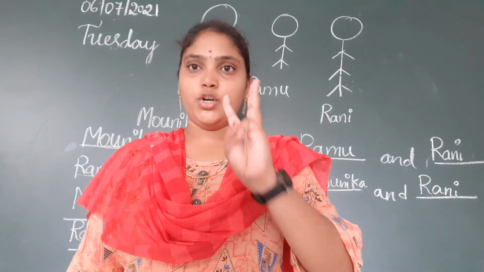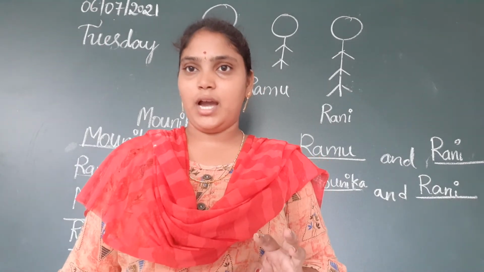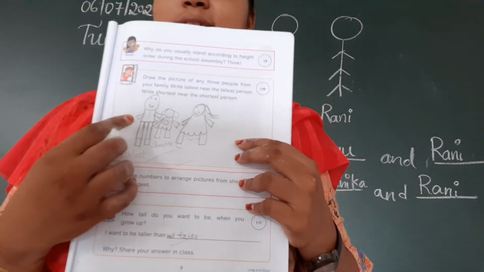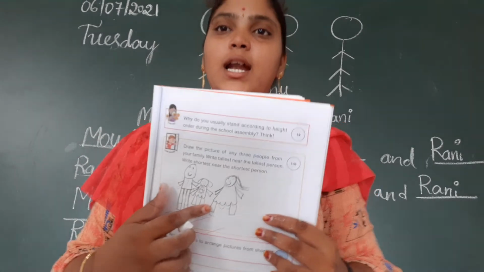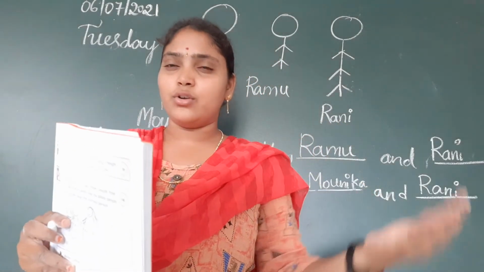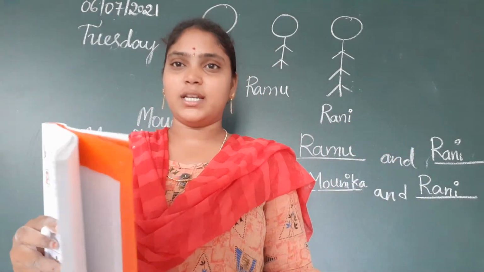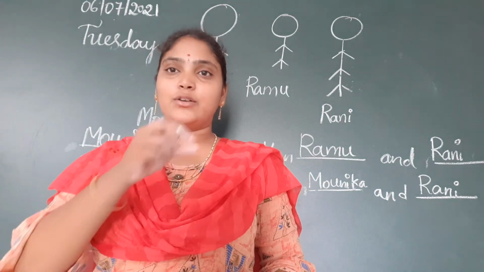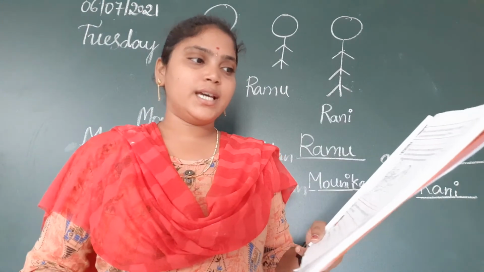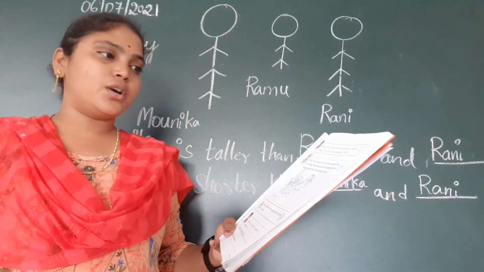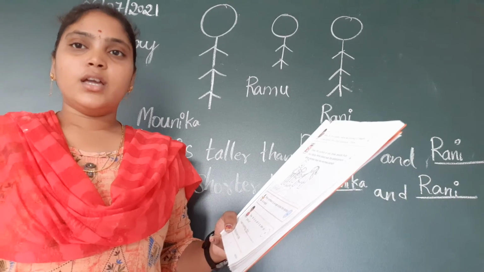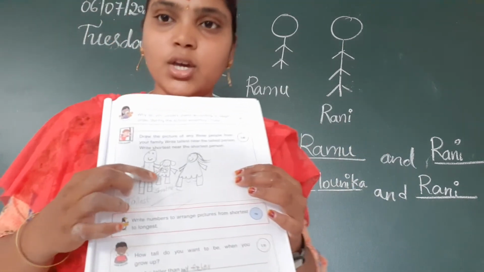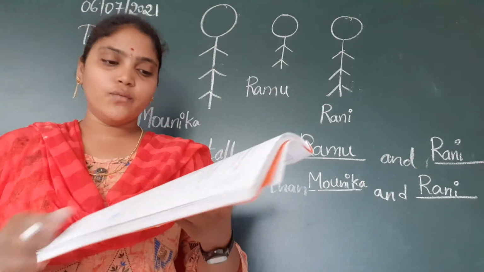Like your mother and your father and your picture, you have to draw like this. Otherwise you can draw your mother's picture, your brother's picture and yours, any three pictures. In that you have to write tallest near the tallest person and shortest near the shortest person. Okay, so like this you have to write. This is your homework, children.